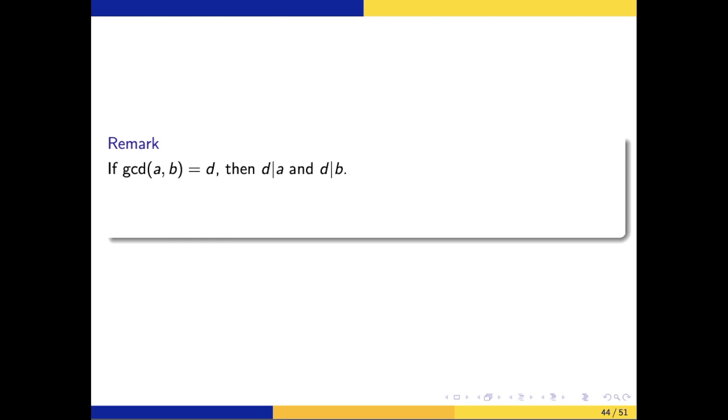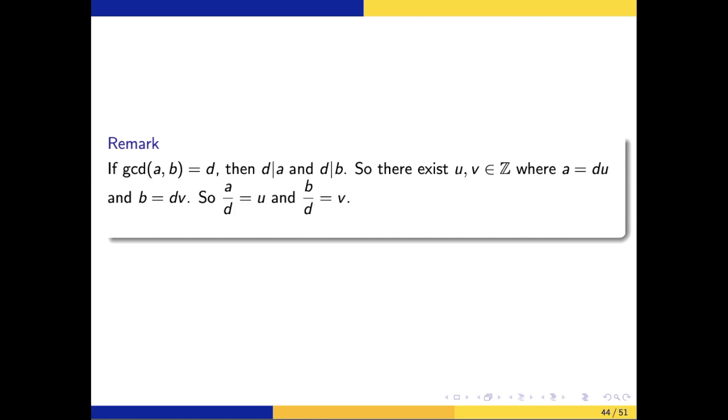We can put everything that we just discussed all together to get a very important fact. If the GCD of a and b is d, and d divides a and d divides b, then there must exist integers u and v such that a equals du and b equals dv. This is evident from the fact that d is a common divisor of a and b. But what is more important is that u, which is equal to a upon d, and v, which is equal to b upon d, are both coprime. In other words, the GCD of u and v is equal to 1.